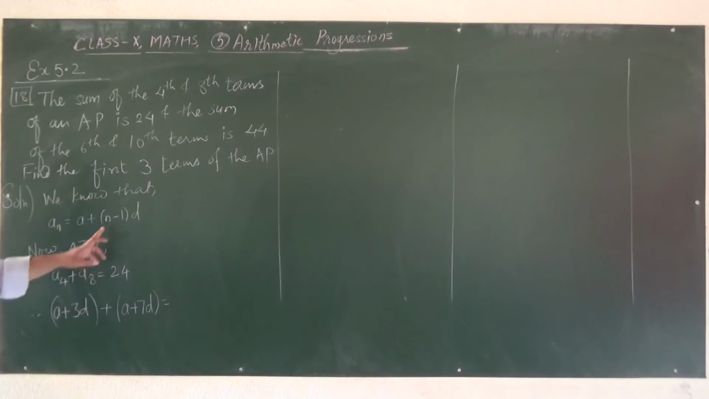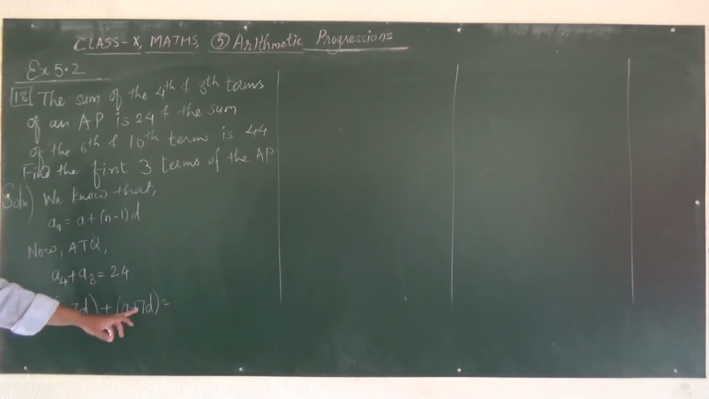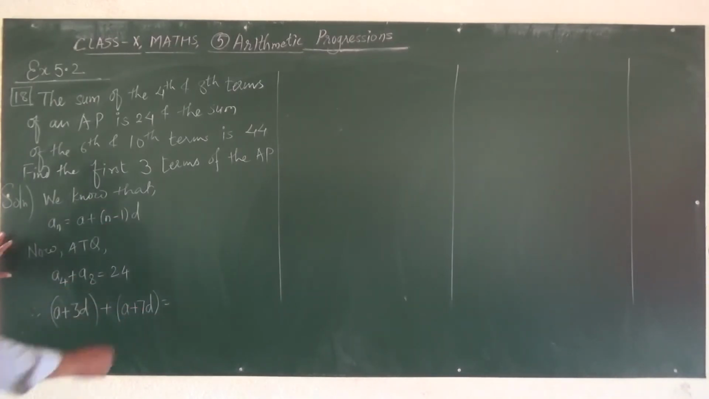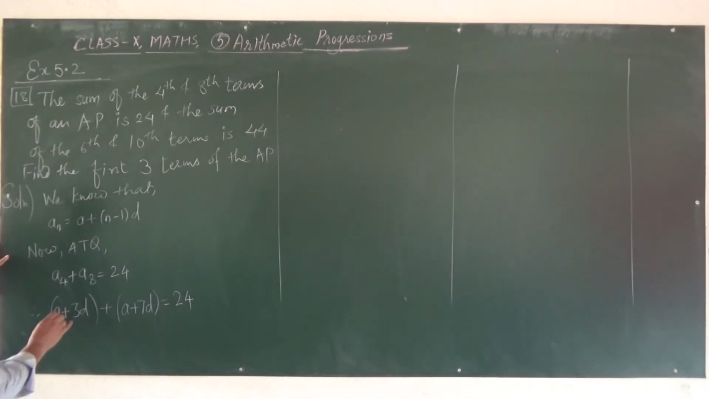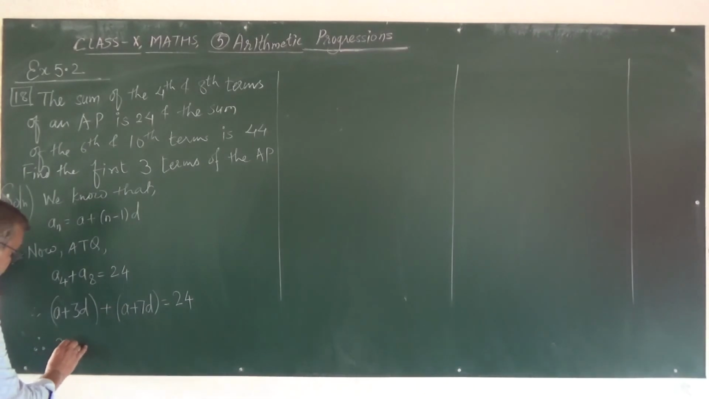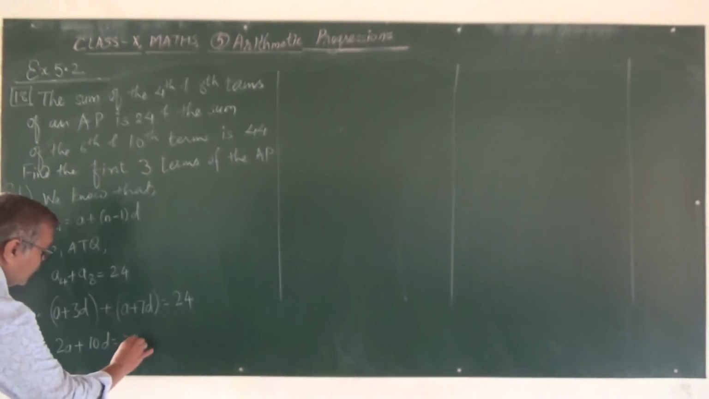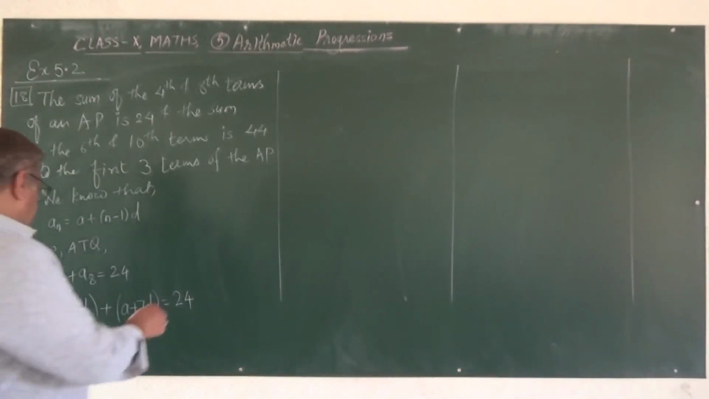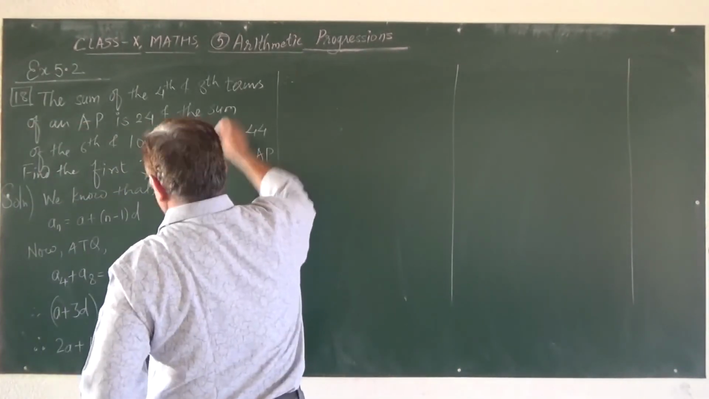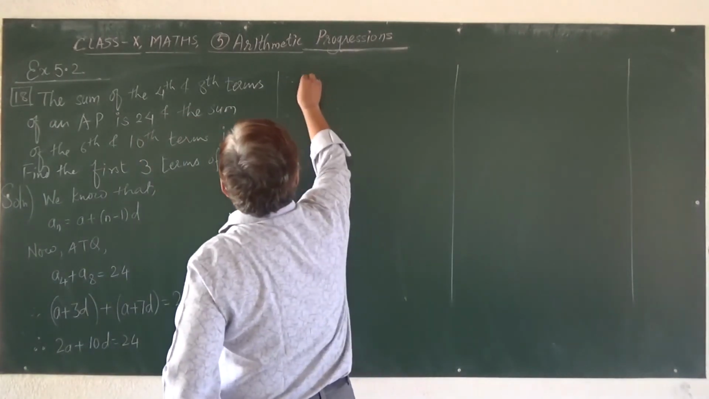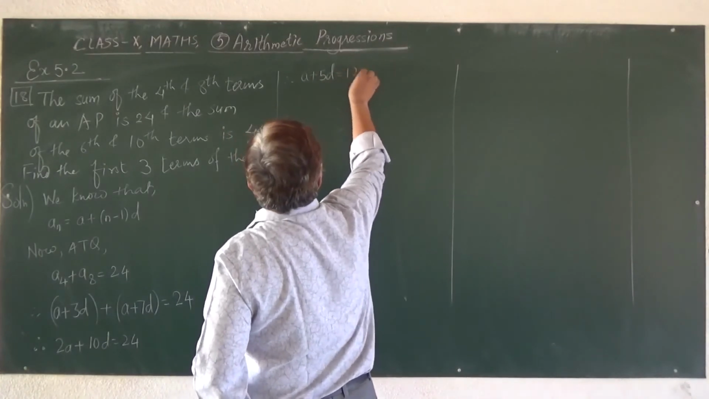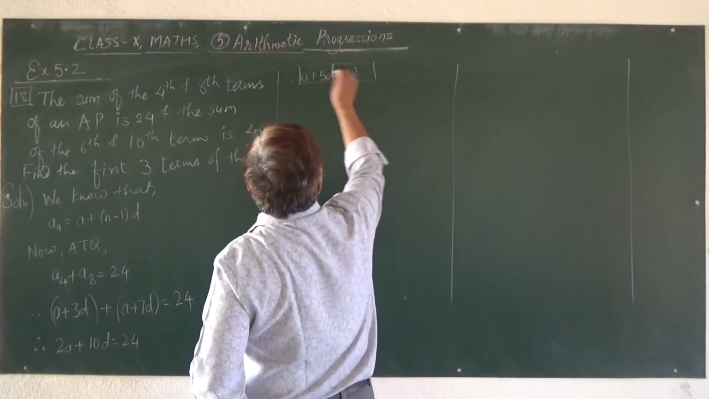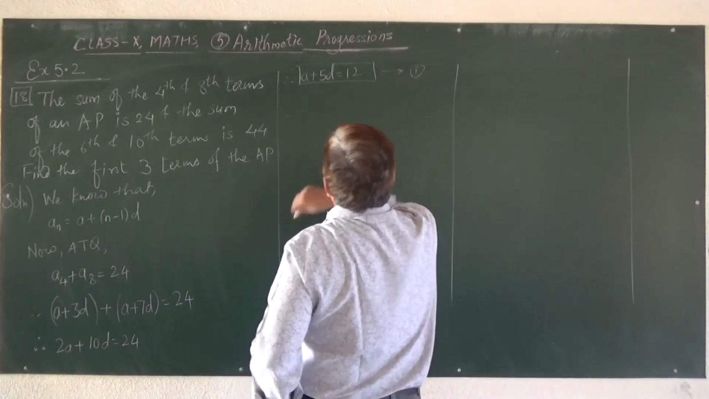In the same way, for the 8th term, 8 minus 1 is 7, so a plus 7d. The sum is equal to 24. If you simplify this, you will get a plus a, that is 2a, and 3d plus 7d, that is 10d, is equal to 24. Divide each term by 2 and you will get a plus 5d is equal to 12. You can call this equation 1.